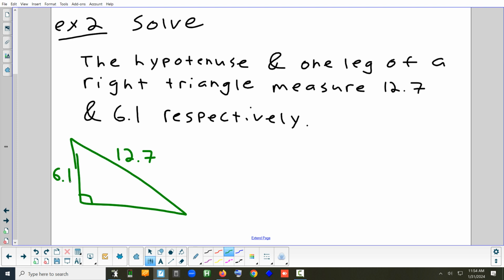All right, so now we'll solve the triangle. Label your sides A, B, C. The angle across from A we call alpha. Angle across from B, beta. And now let's make a table and see what we know and what we still have to find.